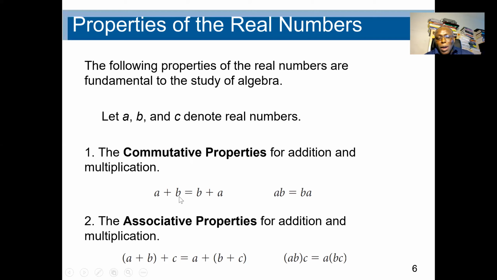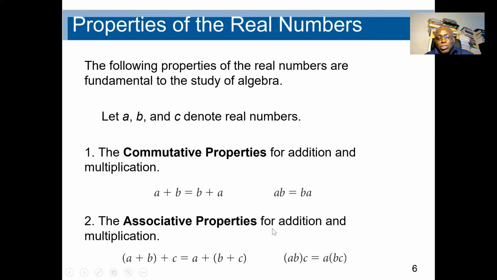It's very simple. 1 plus 2 is the same as 2 plus 1. So A plus B is equal to B plus A. Or A times B is the same as B times A. 10 times 6 is equal to 6 times 10. This is the commutative property, way back from elementary school.